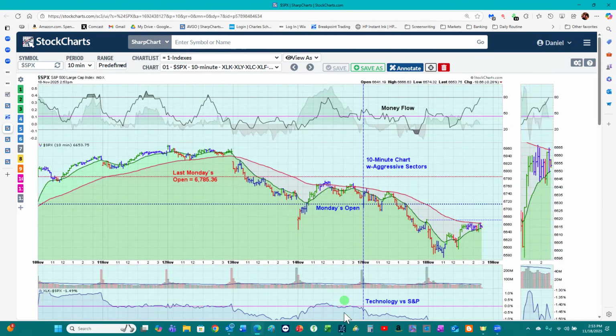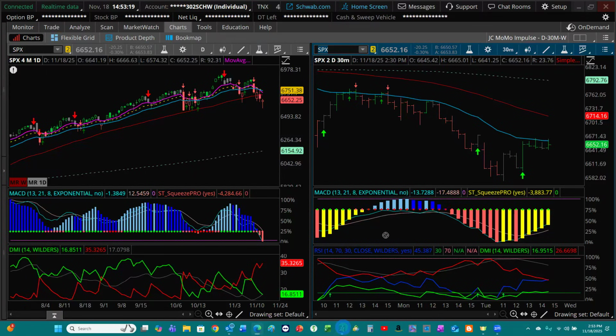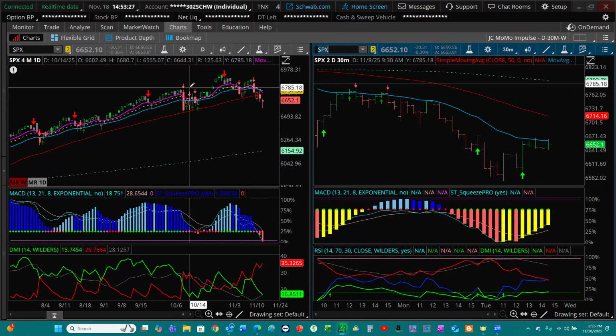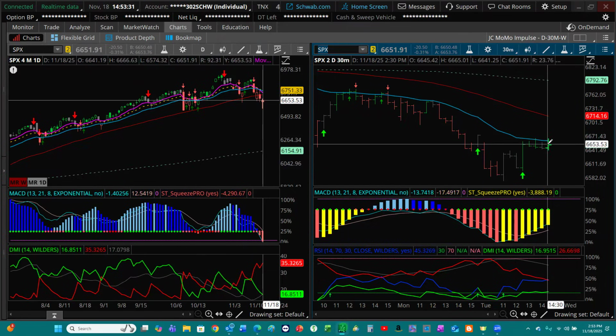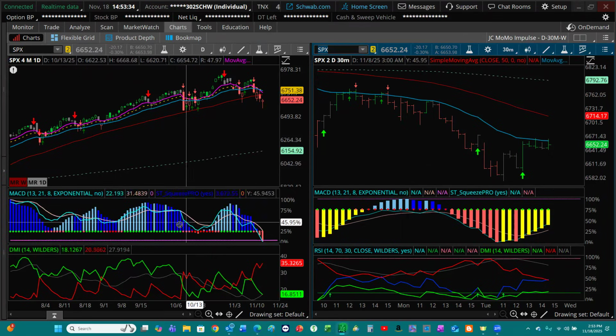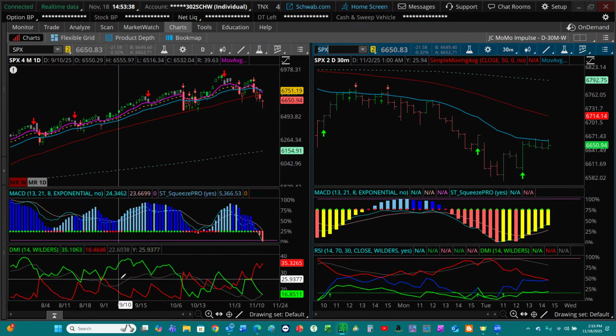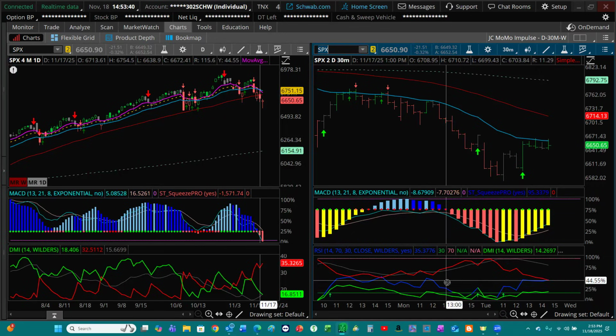All right, the next thing I want to show you is Thinkorswim. This is one of my Thinkorswim chart setups. I've got a daily chart here on the left. This is for the S&P, and I have a 30-minute chart on the right. And down here is the squeeze. This is a Squeeze Pro, and I've got the ADX lines at the bottom.